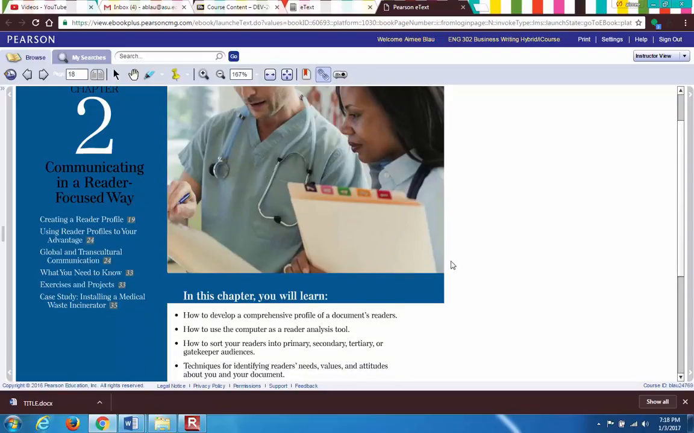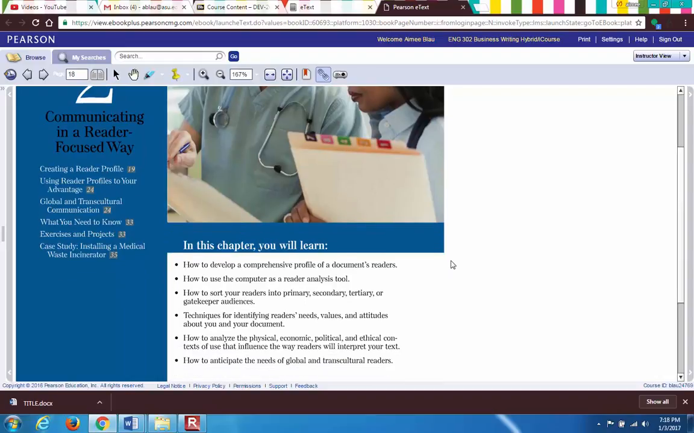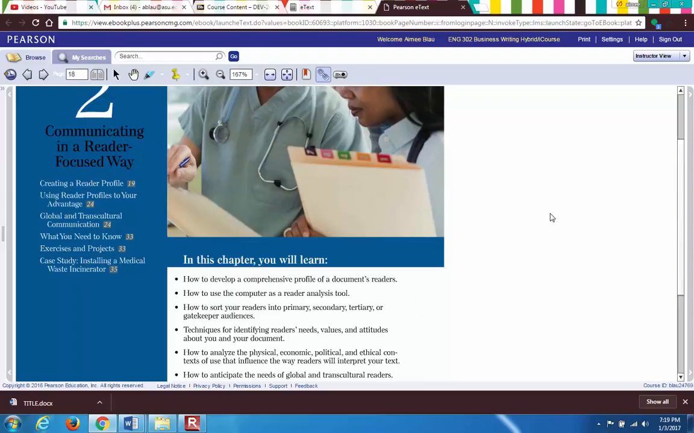So in chapter 2, you should make sure that you understand how to profile document readers, how to understand who your audiences are, whether they're primary, secondary, tertiary, or gatekeepers, techniques for identifying readers' needs, values, and attitudes, and then how physical, economic, political, ethical, cultural things influence the ways that readers will understand and interpret your text.